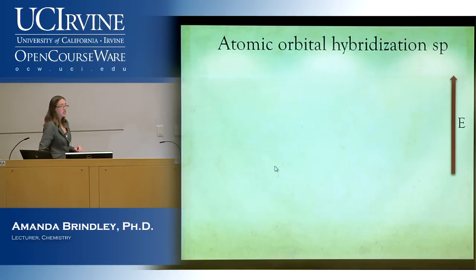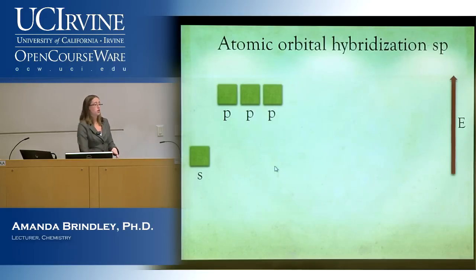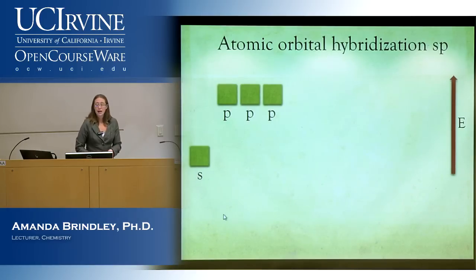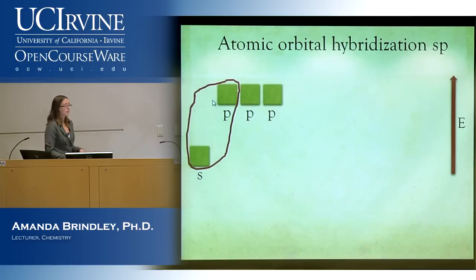Okay, so let's just draw an energy level diagram, right? Same sorts of things we've been drawing that I made you draw in the last midterm. So it doesn't matter what level it is, one of the levels. So we have an s orbital and we have three p orbitals, okay? Now, if we want to make an sp hybridized system, what we're going to do is take this orbital, and take this orbital, and mix them together. Okay? We're going to combine them.